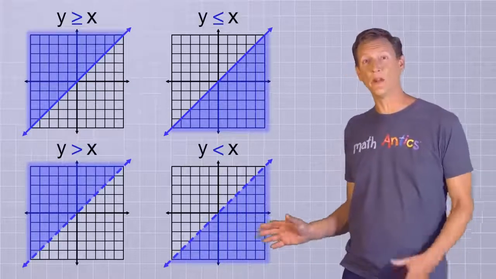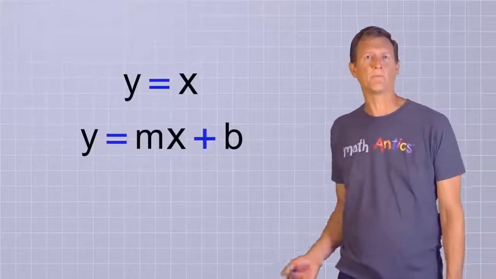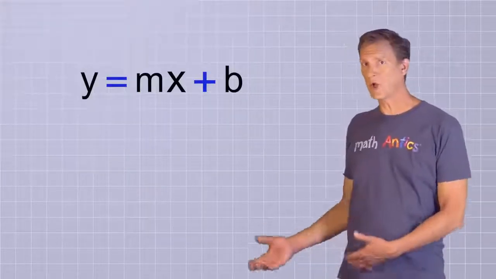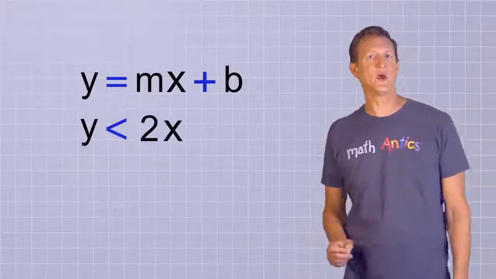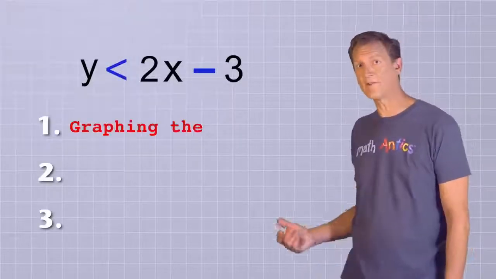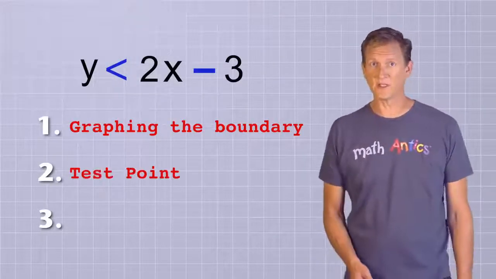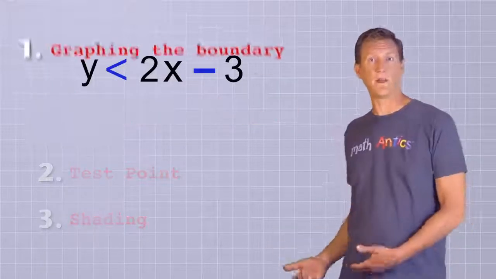But now we need to go beyond the simple y equals x equation to the general equation of a line. To do that, I'll walk you through the process of graphing the linear inequality y is less than 2x minus 3. That will involve 3 main steps: graphing the boundary line, picking a test point, and shading the proper side of the line. Let's start with graphing the boundary line.